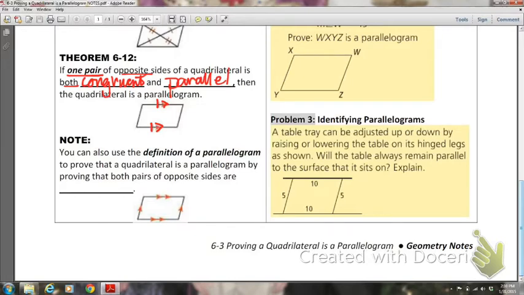The note at the bottom says that you can also use the definition of a parallelogram to prove that a quadrilateral is a parallelogram by proving that both pairs of opposite sides are parallel, because that is just the basic definition of a parallelogram: a quadrilateral with both pairs of opposite sides parallel. So you can use that to prove it's a parallelogram as well. So let's look at the examples on the other side of the page.